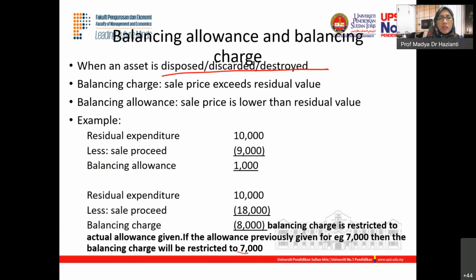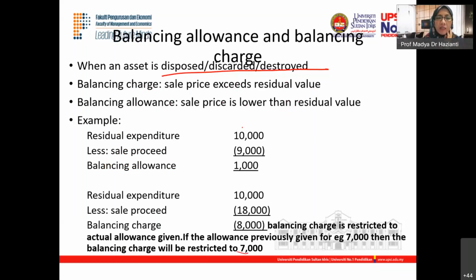Okay, on one hand, we have a balancing charge if the sale price exceeds the residual value. Maksudnya untunglah dekat owner kan. Dia jual lagi mahal daripada harga baki. But there can also be a balancing allowance whereby the sale price is lower than the residual value. So kalau jual kira macam rugilah, you jual harga lower than the value of the asset.